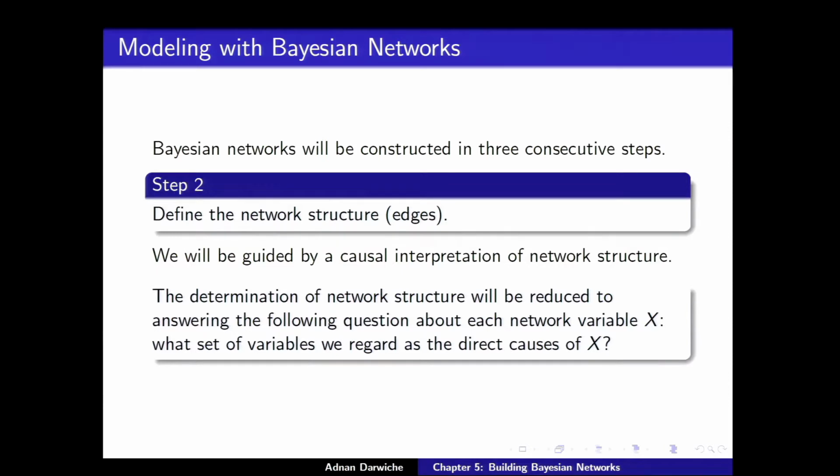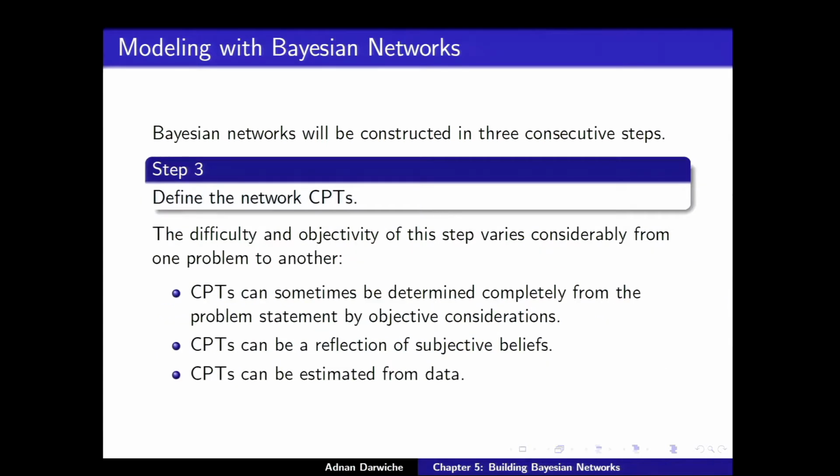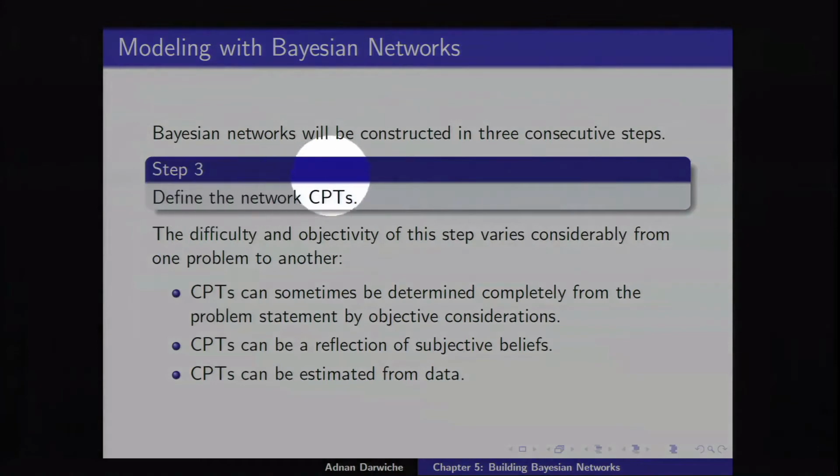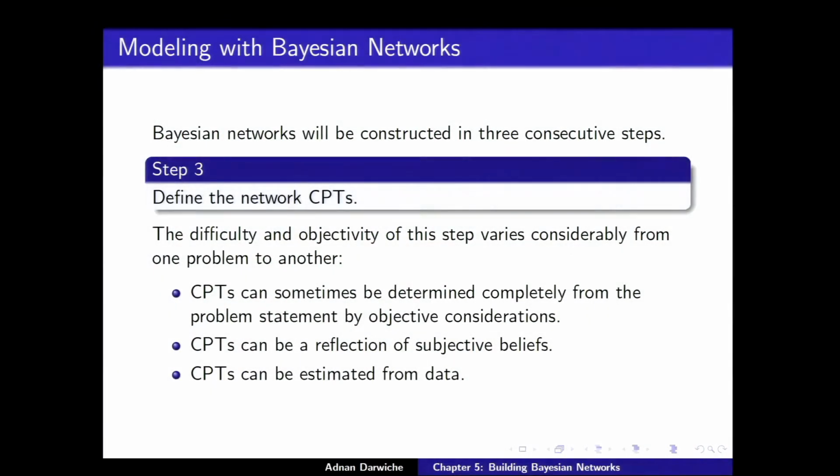The second part is, of course, building the structure. And you will find that if you're doing this in an automated or semi-automated way, you need to think about causality for this to work. It's going to be as simple as looking at every variable and trying to determine what are the direct causes for that variable. And finally, there is defining the numbers, or the CPTs. And here you're going to find a range of things, from estimating them from data, even if you construct the structure in an automated way, to subjective beliefs, to, as you'll see in some cases, they can directly come from the problem statement. So we're going to see all of these variations.